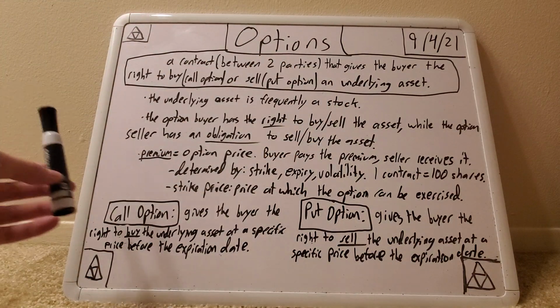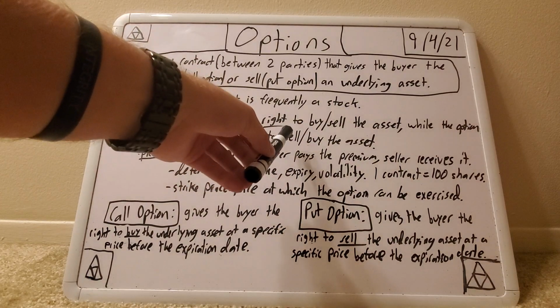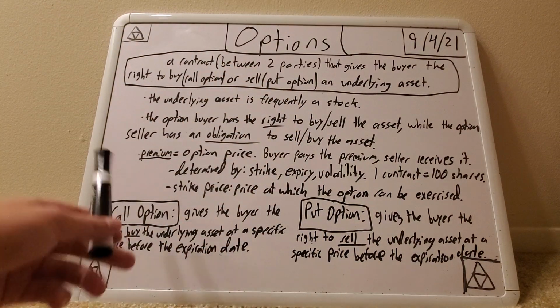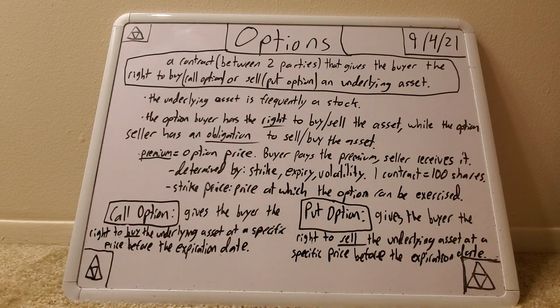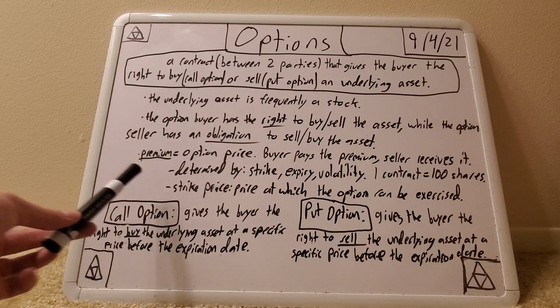So the option buyer has the right to buy or sell the asset, while the option seller has an obligation to sell or buy that asset. When the buyer buys the contract, they have the right to buy or sell. So they have the choice basically. And then when the seller sells that contract to the buyer, they don't have the choice anymore because the buyer has the choice, which is why the seller has the obligation. And to make up for this, there is a premium involved.